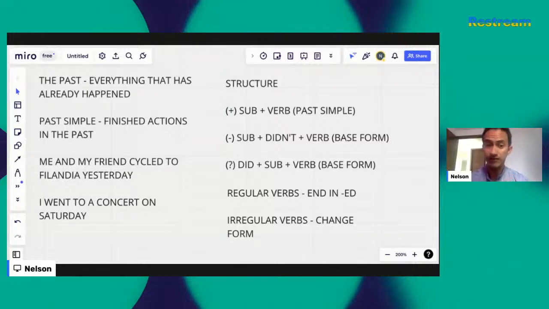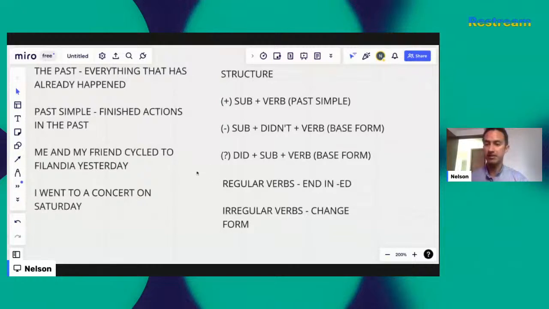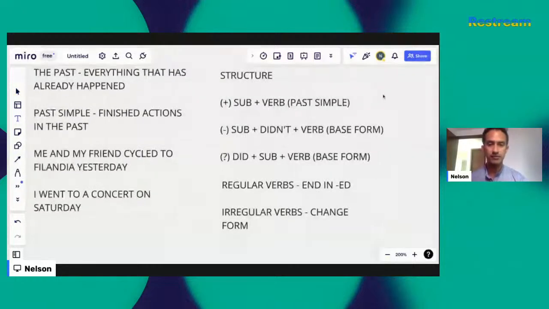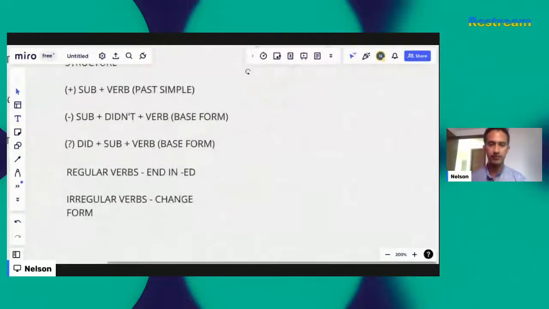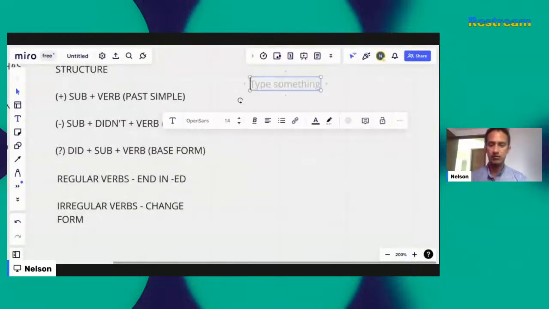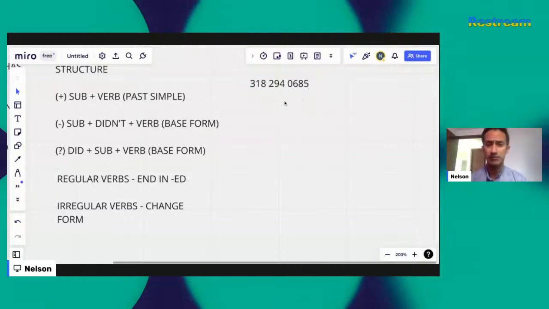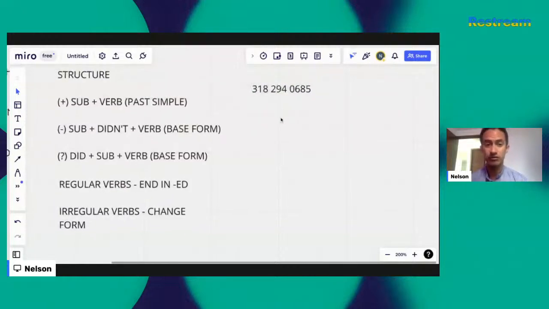I hope you do not have any questions. If you do, if there is something you don't understand, you can, of course, message me on WhatsApp on this number, 318-294-0685. That is my WhatsApp number. So you can message me there and ask me questions. Say, Nelson, I don't understand what you are speaking about. Please help me. And I will, of course, help you.